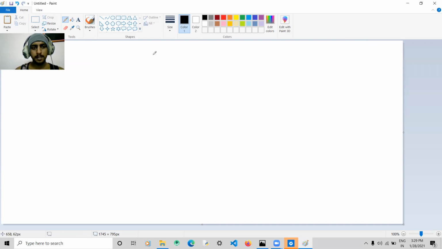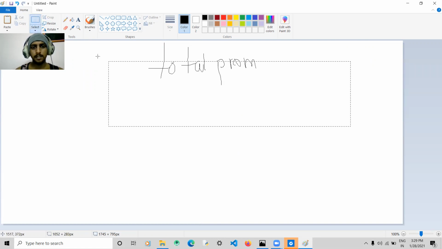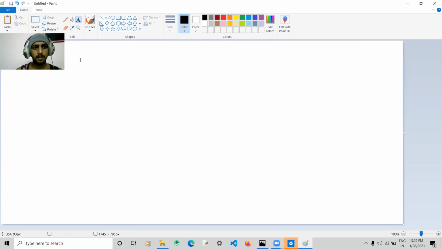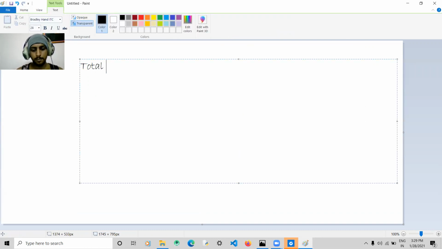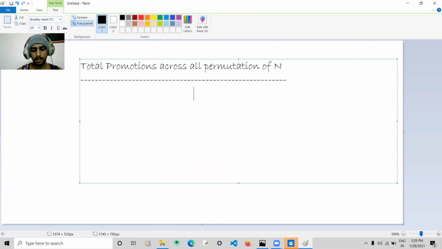You can find the expected number as total promotions across all arrangements, permutations, divided by n factorial. This is our answer.